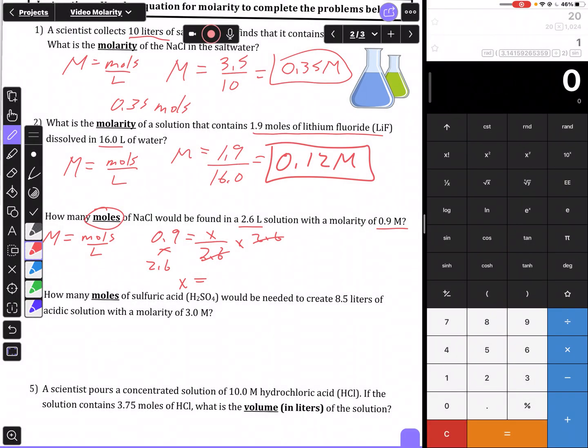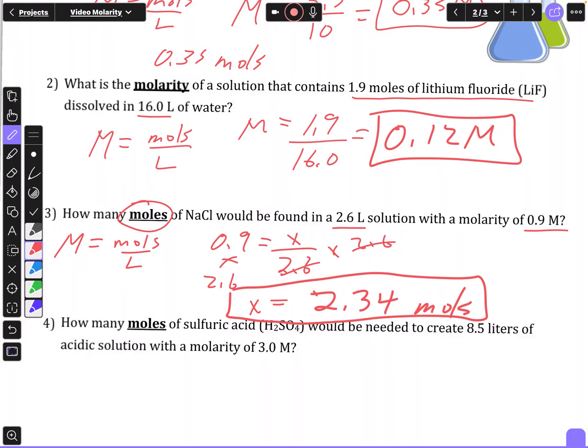So I get to this point, I'll take 0.9 times 2.6, and it gives me 2.34, and my units would be moles. I abbreviate it, I'll leave the E off, it's just habit. And then my answer would be moles of NaCl if I was going to be specific about this.